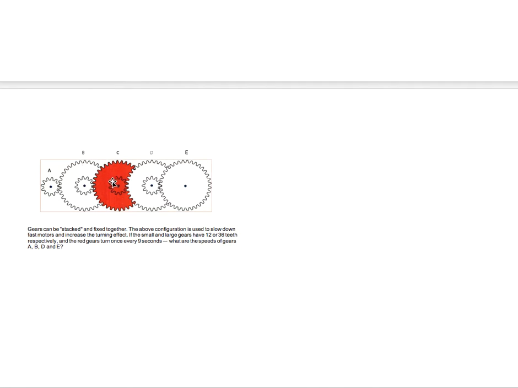So, C turns once every 9 seconds. Let's go back this way and work this out. So, if that turns once every 9 seconds, so does that, of course, then this being a third of the size, having a third of the number of teeth, is going to turn 3 times faster. So B is turning once every 3 seconds. And since A has a third of the teeth, it's going to turn 3 times faster than that. So A will turn once every second compared to C's turning once every 9 seconds.